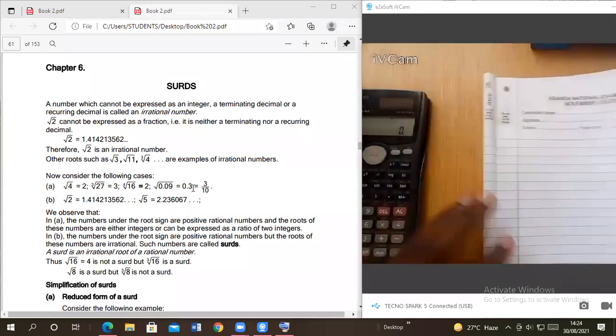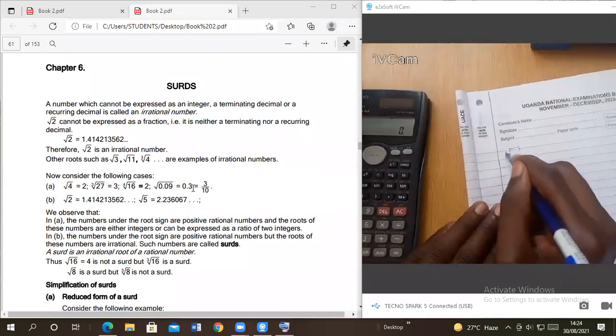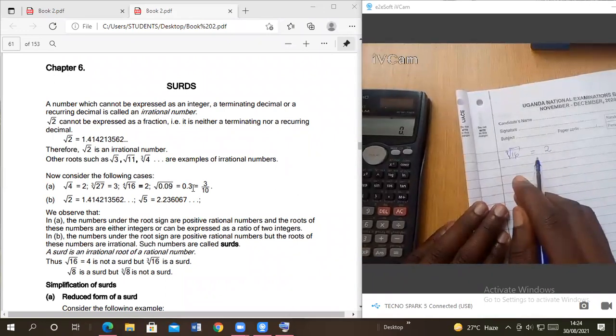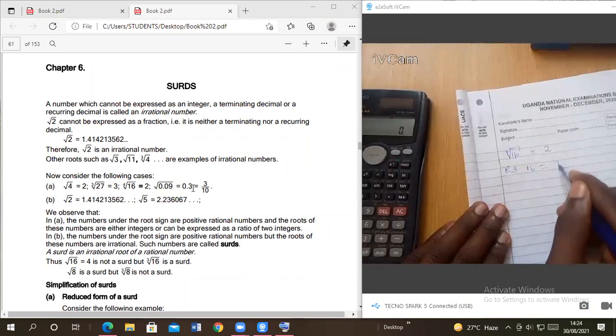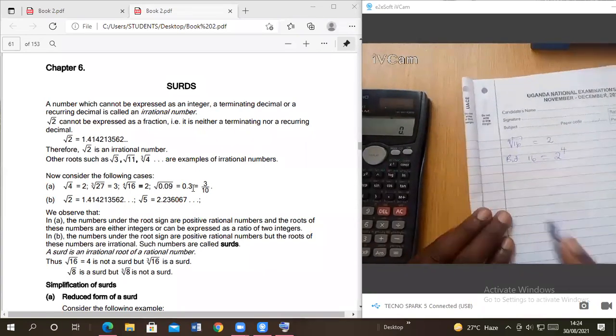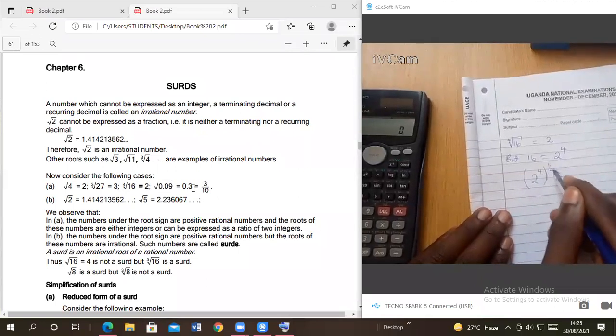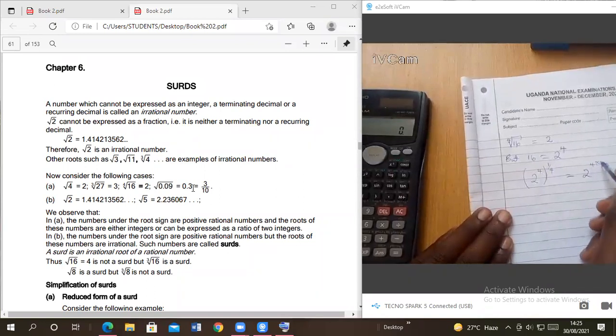The same applies to the fourth root of 16. We know the answer is 2. Why are we saying it is 2? Because 16 is the same as 2 to the power 4. So if I put it there, it becomes 2 to the power 4 again raised to a quarter, which will become 2 to the power 4 times a quarter, which will give me 2.